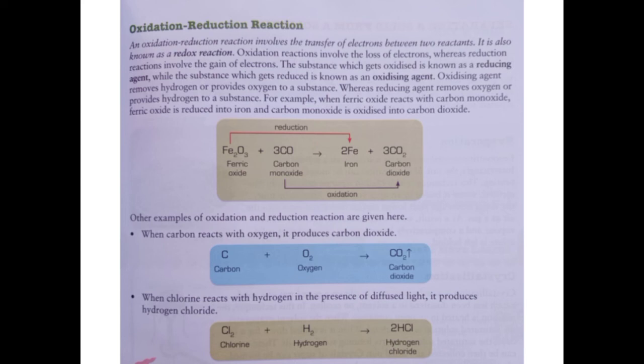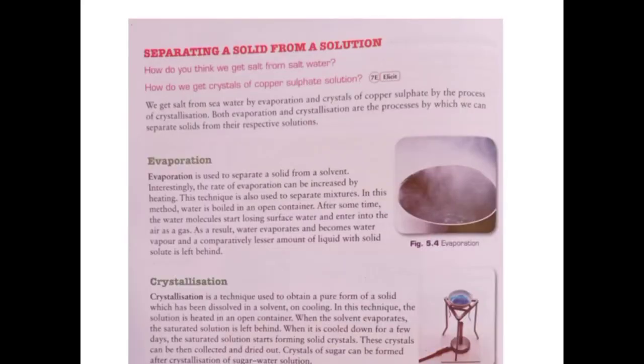For example, when ferric oxide reacts with carbon monoxide, ferric oxide is reduced into iron and carbon monoxide is oxidized into carbon dioxide. Separating a solid from a solution. Both evaporation and crystallization are the processes by which we can separate solids from their respective solutions.